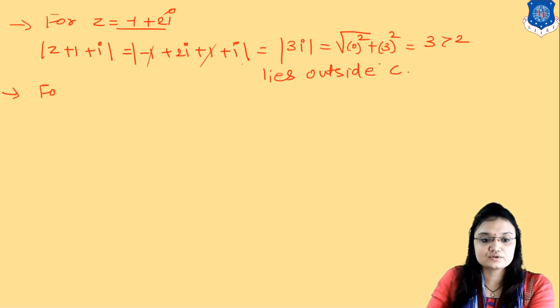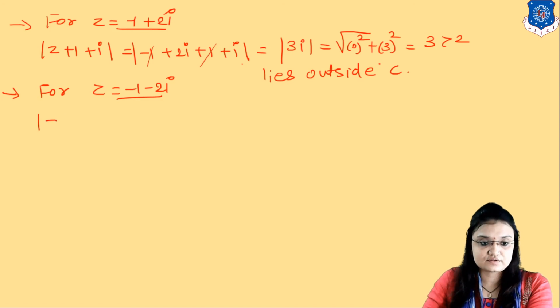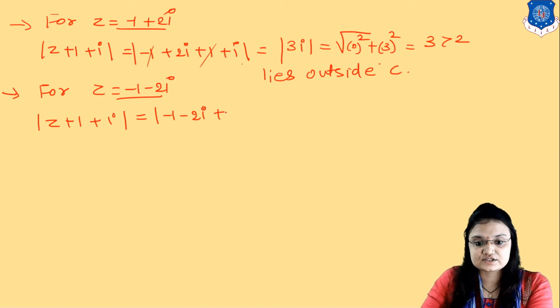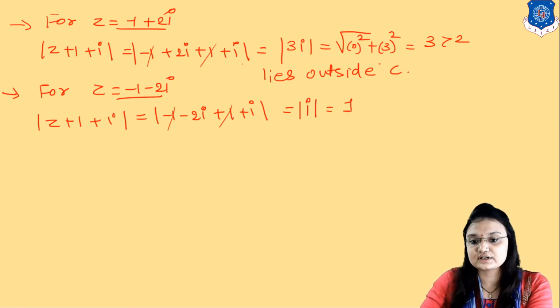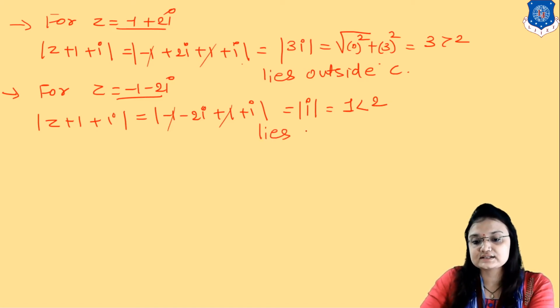Okay, now let us check for z is equal to −1 minus 2i, whether it lies inside the circle C or outside the circle C. So here we have z plus 1 plus i. So put z is equal to −1 minus 2i and this is plus 1 plus i. So again we have −1 plus 1 cancel out and here −2i plus i will become −i. So we will get 1 which is less than 2. So we can say that this point lies inside the circle C.